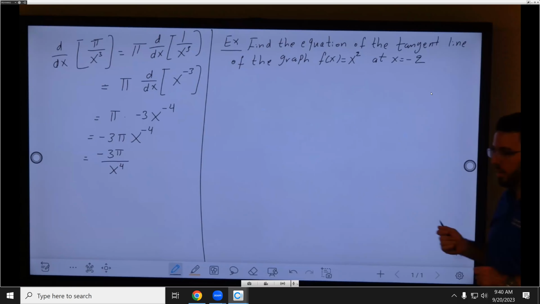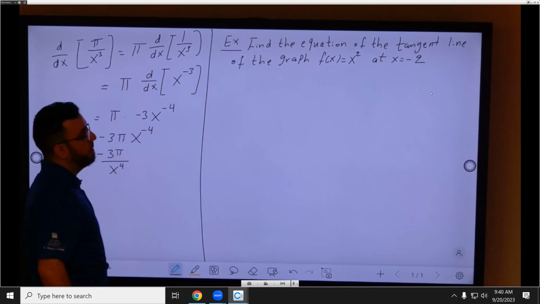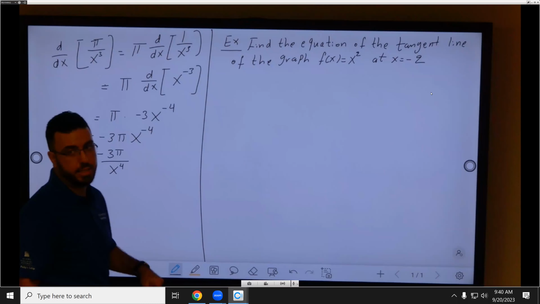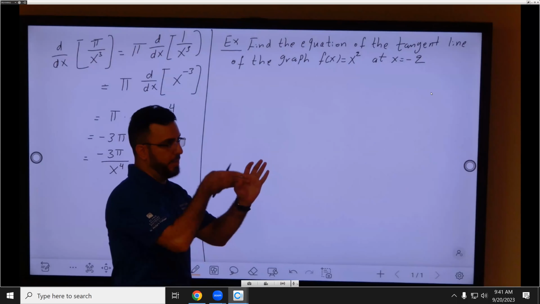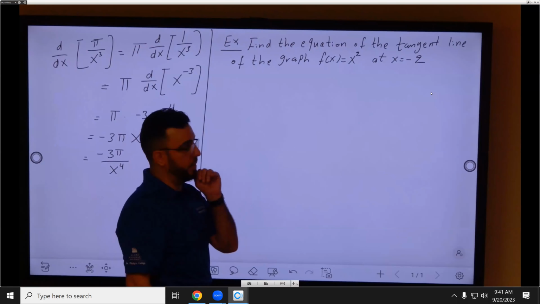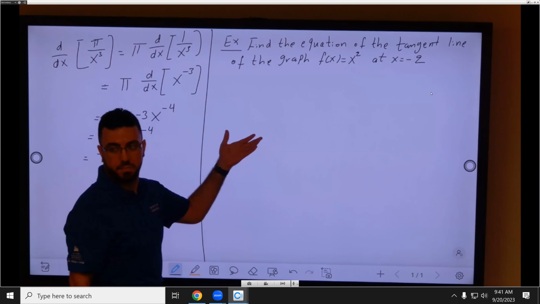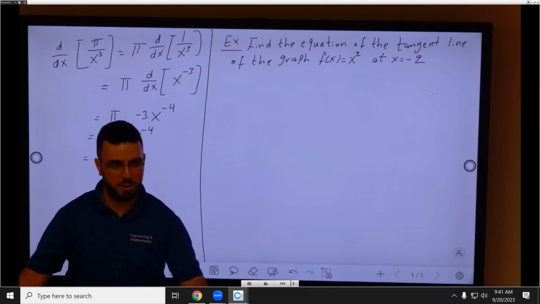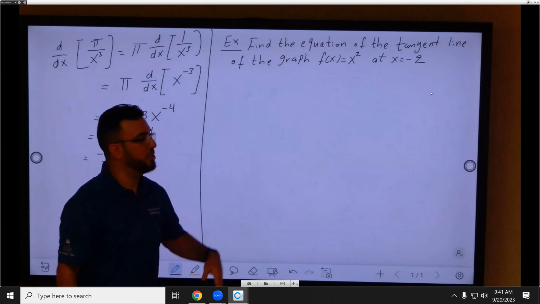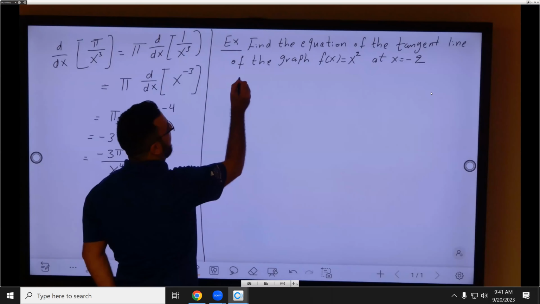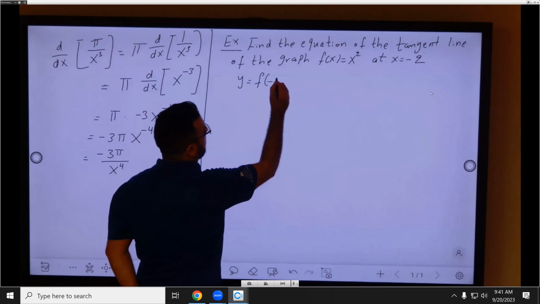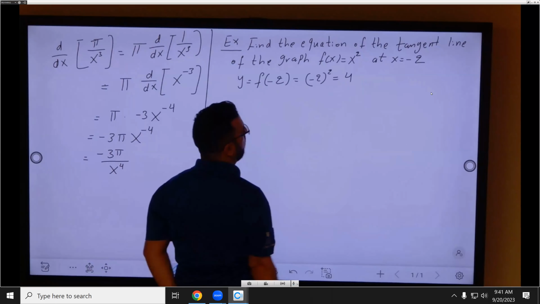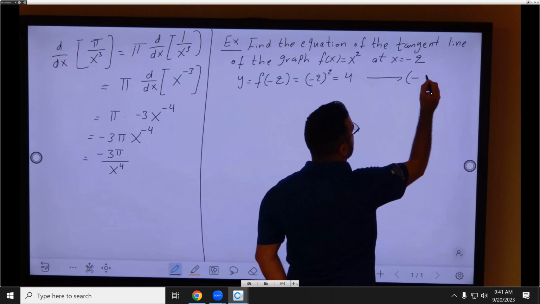So let's see. The first thing, they asked us to find the equation of the tangent line of the graph at the point x equal -2. Do I have the y? I need the point. I have the x. Do I have the y? There's no y. How are we gonna find the y? This is the easy part. For any graph, for any function, if you have the x, how are you gonna find the y? Just plug in the x here. That means y equal f of -2, which means -2 squared, which is equal 4. That means the point is -2 and 4.